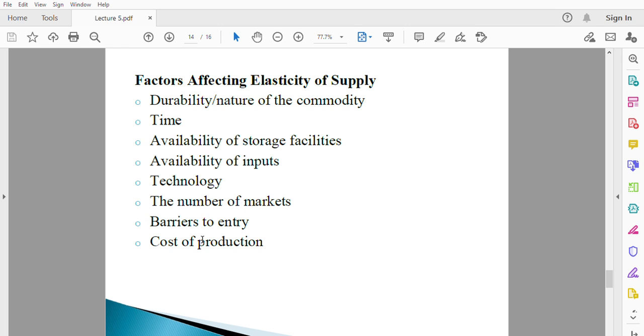The next factor that affects elasticity of supply we want to talk about is availability of storage facilities.